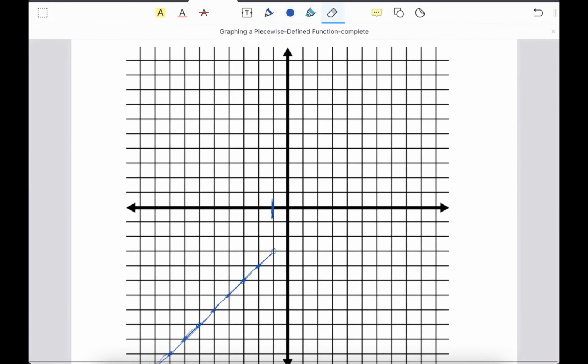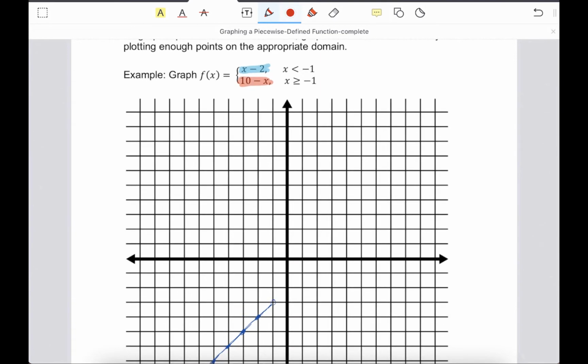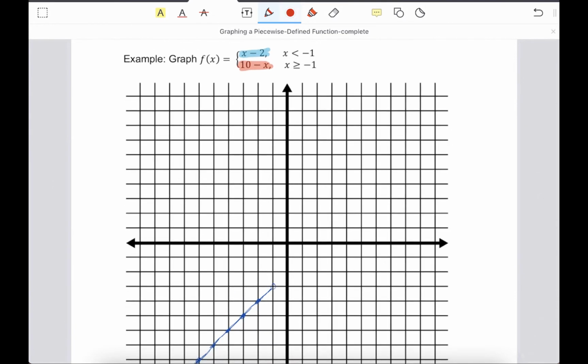Now for the second portion, I'll do that in red. For 10 minus x, we could graph this if we just ignored all other parts. It's a line with the y-intercept at 10. So up here. And it has a slope of -1.